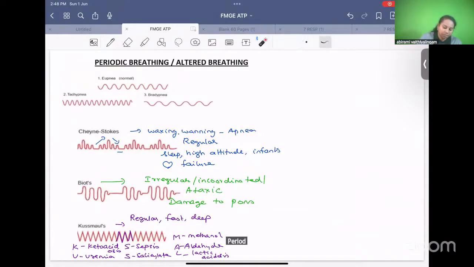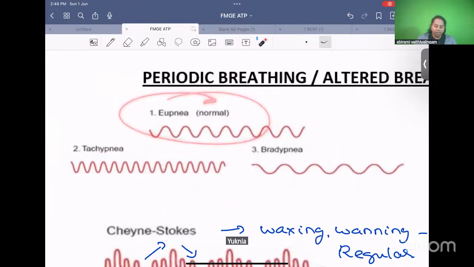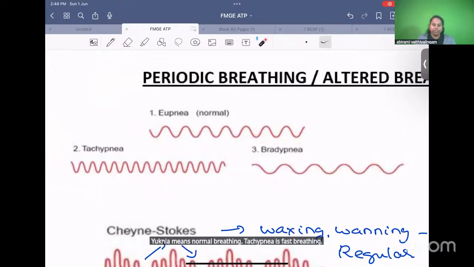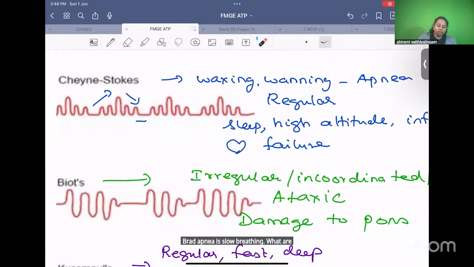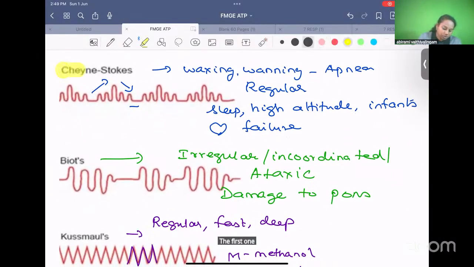Periodic breathing or altered breathing. Abnormal breathing patterns. Eupnea means normal breathing. Tachypnea is fast breathing. Bradypnea is slow breathing. What are the pathological variations in the breathing? The first one, Cheyne-Stokes breathing.